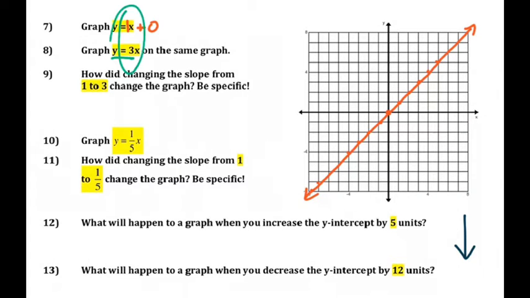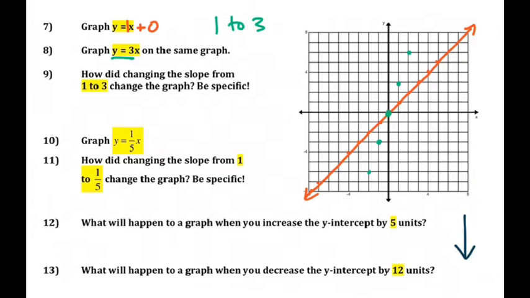So what's changing between number 7 and number 8? The slope is changing. It's going from 1 to 3 on the slope. Now, does that mean it's going to lift it up? How does changing the slope change the graph? So we're still going to start at 0, but instead of going up 1 over 1, we're going to go up 3 over 1, up 3 over 1, down 3, backwards 1.